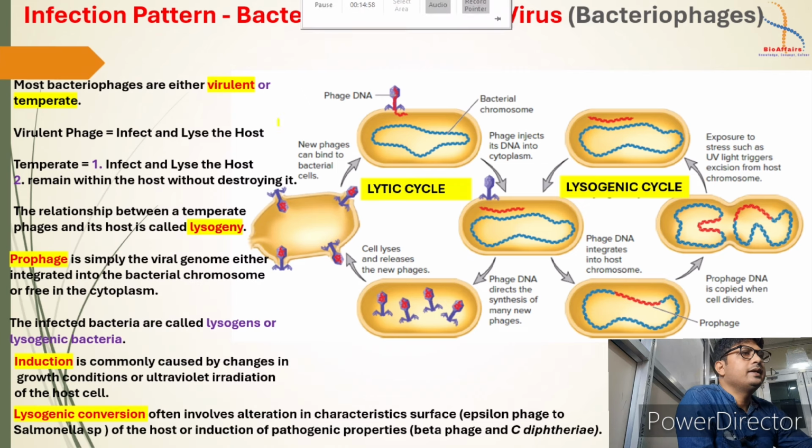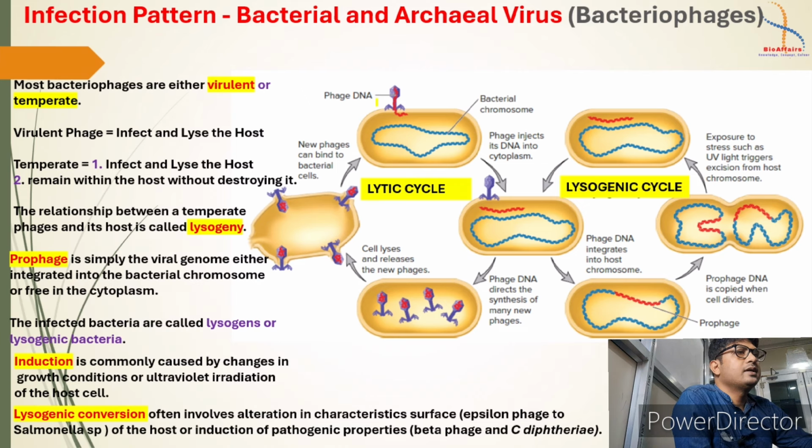Now, as you can see here, if you consider the bacteriophage DNA, the first step is that it is seated on the receptors present on the bacteria, giving its DNA. The capsid does not enter the bacteria; only the genome enters into the bacterial cytoplasm. So the bacterial chromosome you can see here.